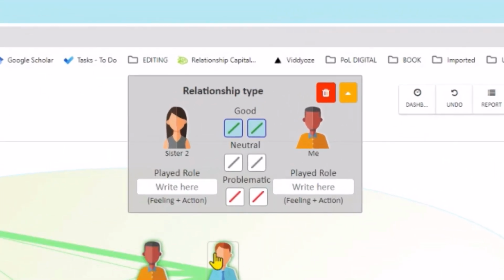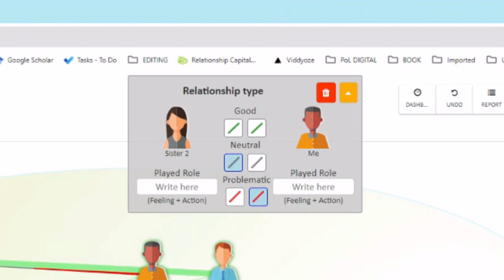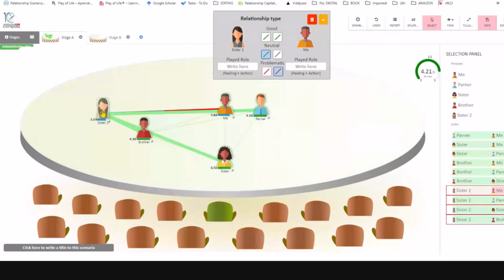So how do you feel towards her? Good, neutral, or problematic? If you doubt between good and neutral, put neutral. If you doubt between neutral and problematic, put problematic. We suggest to always increase the intensity. Neutral. Neutral. And her towards you? Okay, I'm going to change me to problematic. Problematic. And her is neutral. Neutral. Okay, good. So we bring her back into the position.